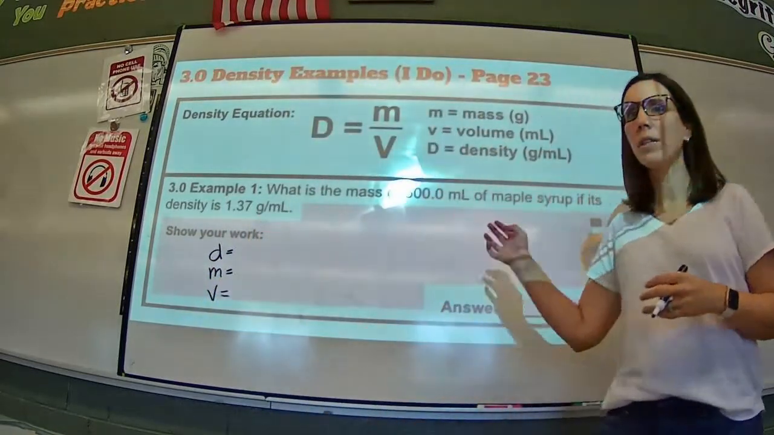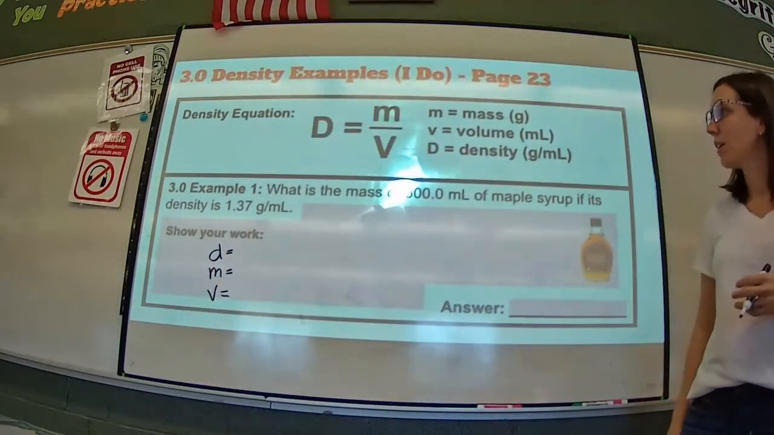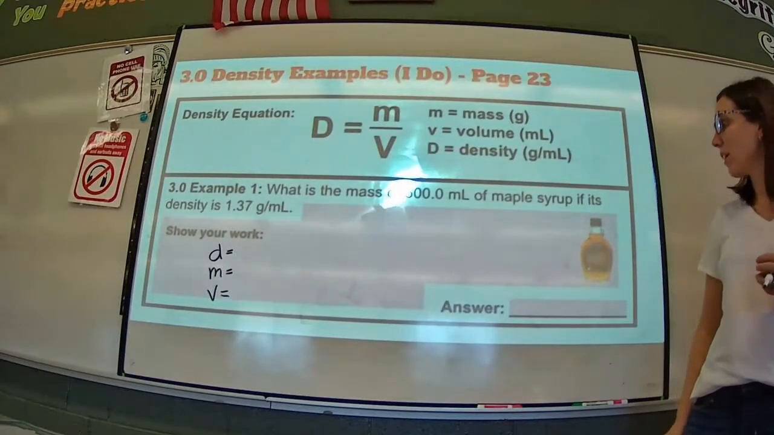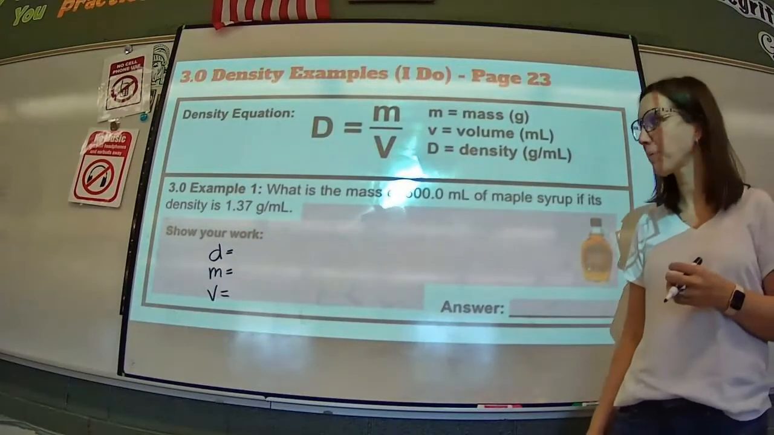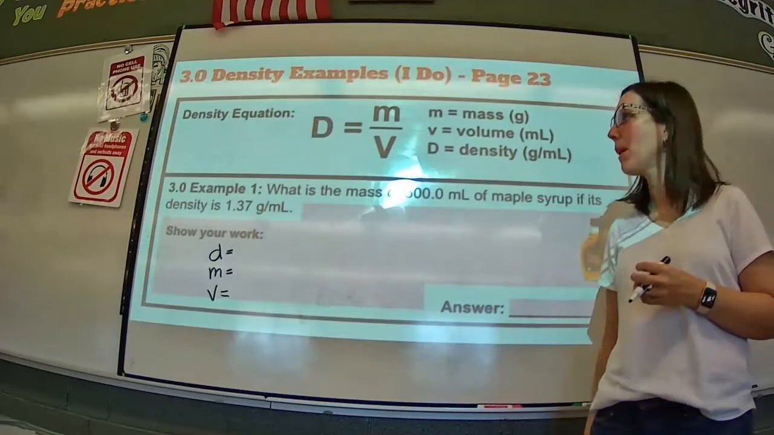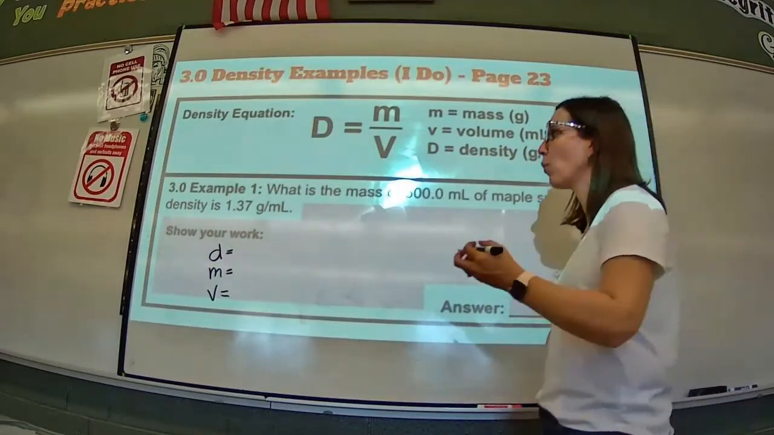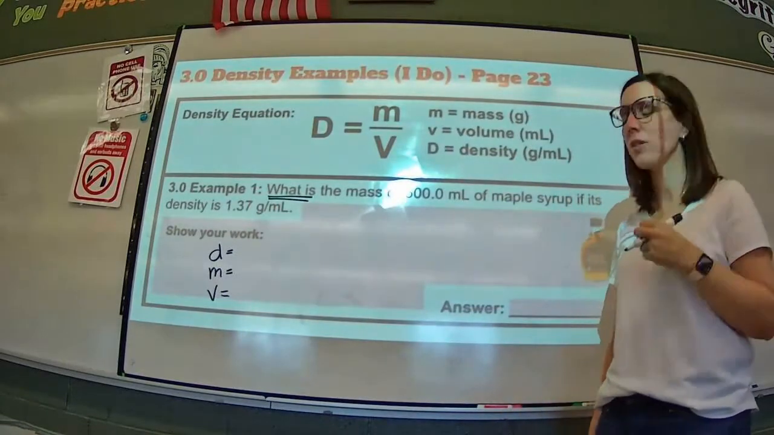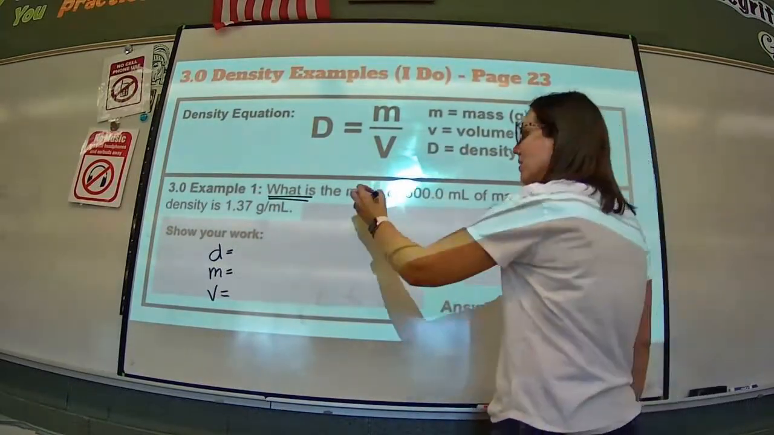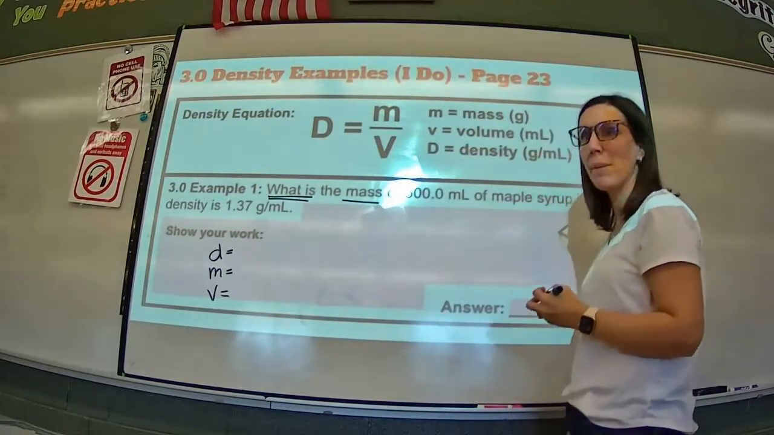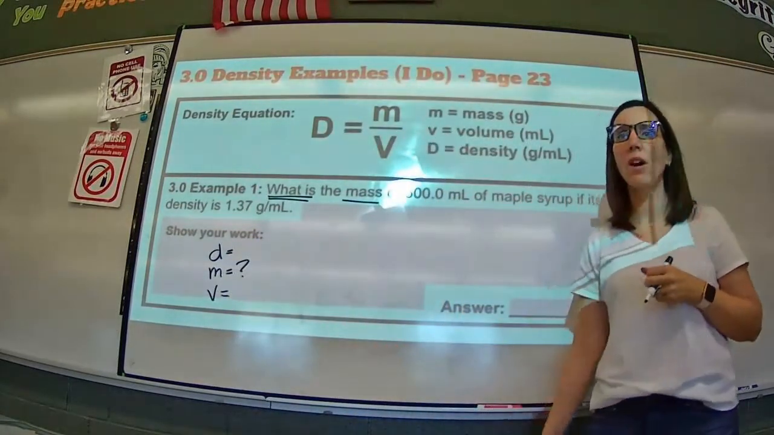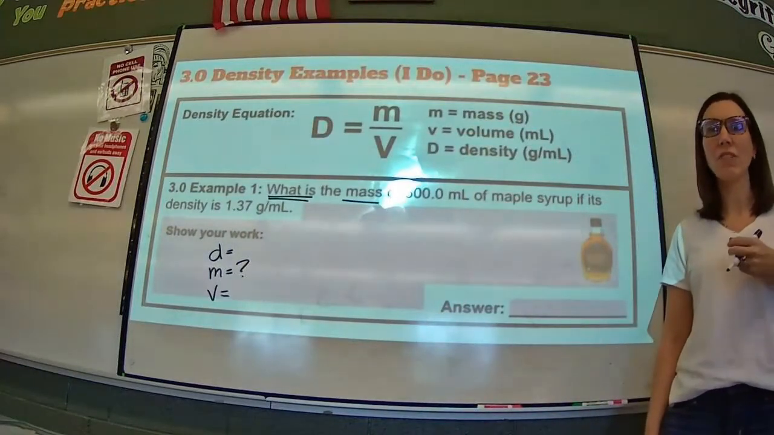We need to read the problem and figure out what those are. It says, what is the mass of 500 milliliters of maple syrup if its density is 1.37 grams per milliliter? So the first question says, what is? What is a context clue as to what is going to be our question mark? It says, what is the mass? So our question mark in this problem is our mass. In all of our 2.0 problems, the question marks were always density. Now we're going to solve for things like mass and volume.